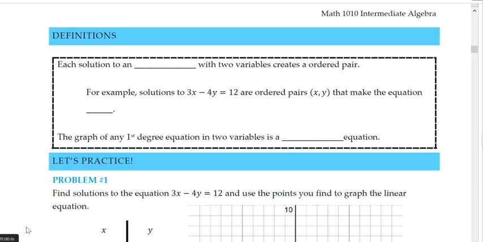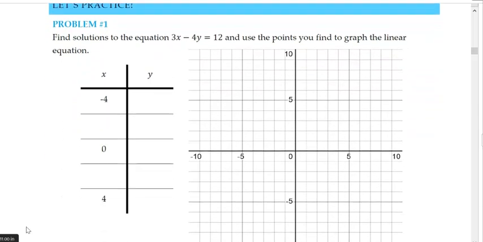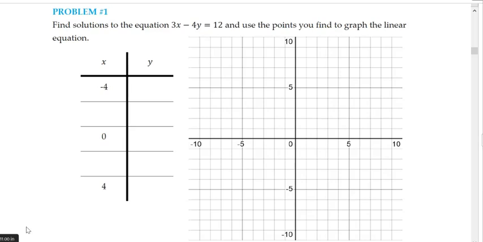So each solution to an equation with two variables creates an ordered pair. For example, solutions to 3x minus 4y equals 12 are ordered pairs, x, y, that make the equation true. The graph of any first-degree equation in two variables is a linear equation. All right, let's do some practice here on how to graph some of these.